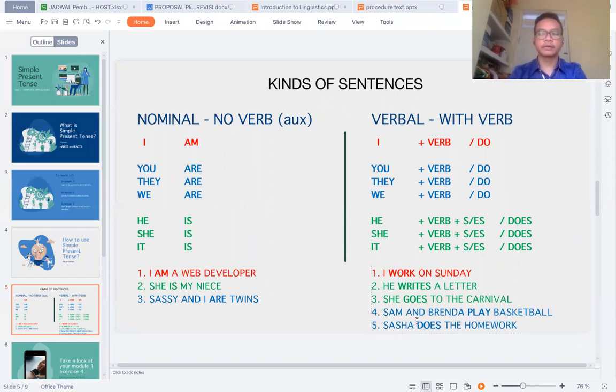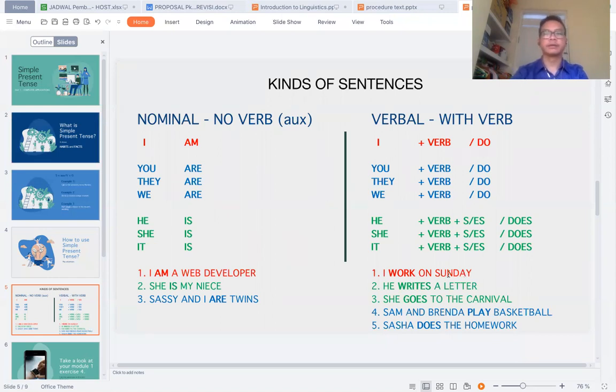Nah, take a look on the examples. I work on Sunday. Loh, Pak, kenapa kok nggak menggunakan am? Nah, take a look over here. Work means verb. Work itu adalah kata kerja. Ketika itu kata kerja, maka Anda harus menggunakan verbal. Jadi, I tambah verb saja, tanpa s ya. Jadi langsung, I work on Sunday.